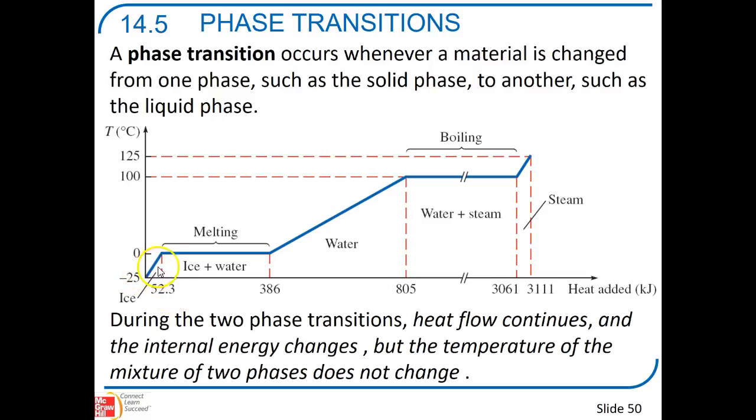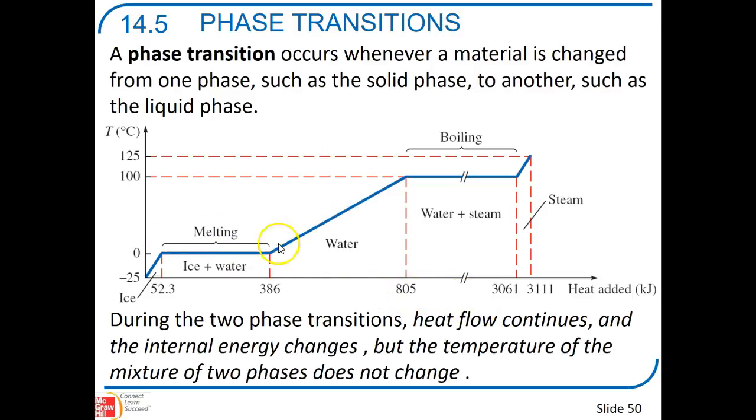You'd have to heat that ice up to zero before you would melt it, and then it takes quite a bit of heat to melt it. Then that becomes water. You have to heat the water up until it gets to 100, and then you convert that to steam. That takes a tremendous amount of energy, and then you can heat up the steam past 100 degrees.